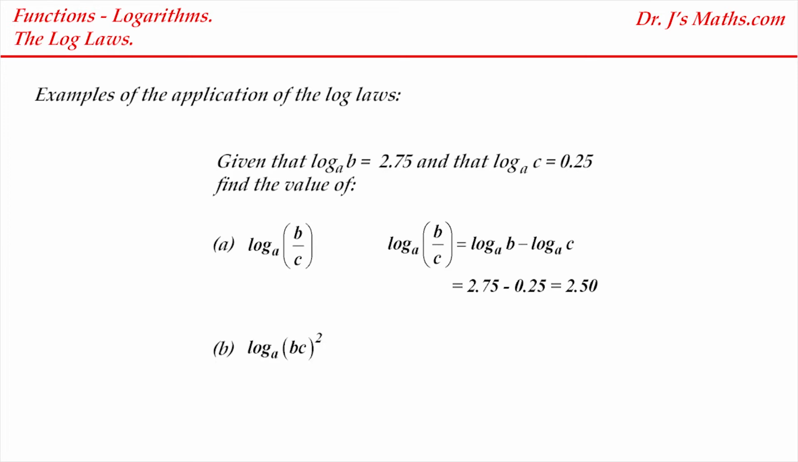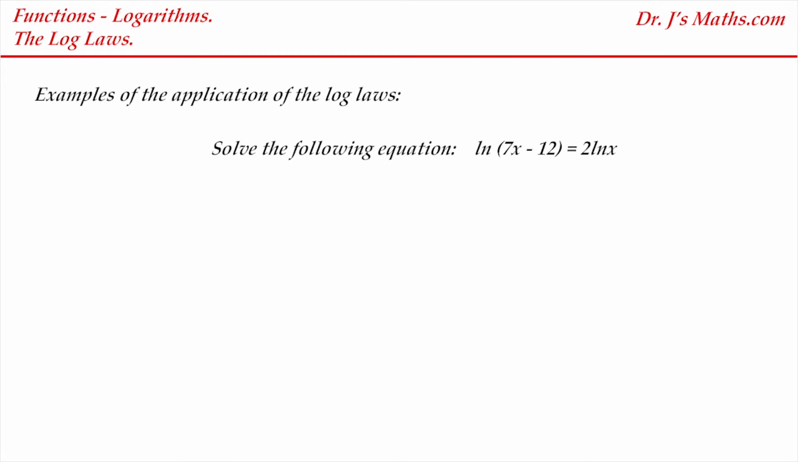For the second part, we're going to have log bc all squared. So, of course, with an index, we're going to bring it down the front, so it's going to be 2 log bc to the base a, but bc are multiplied together, so we turn that into the sum of our logs, and so it's 2 outside of log b to the base a plus log c to the base a. We've got those numbers, put them in, 2 times that is equal to 6.